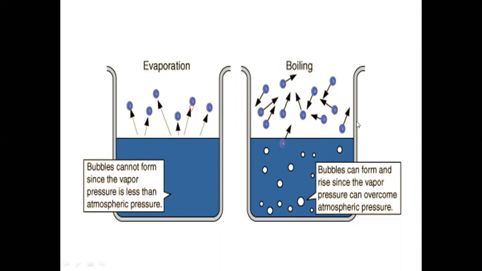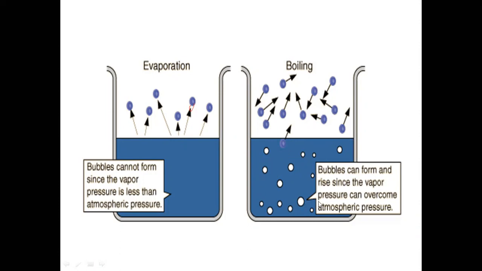Now, boiling requires that we add kinetic energy. So we need to heat the liquid. By heating the liquid, we are adding kinetic energy, and what we're essentially doing is increasing the kinetic energy of all the particles in the liquid. There are some particles that already had high kinetic energy. They will be the first to leave in the gaseous state.